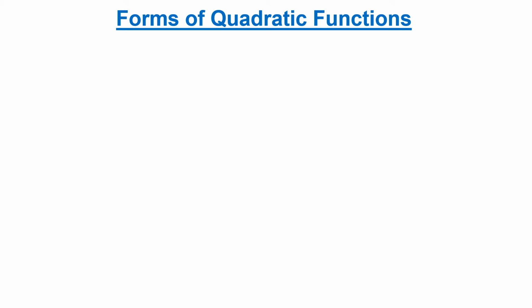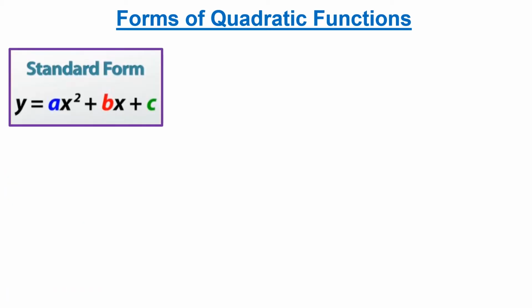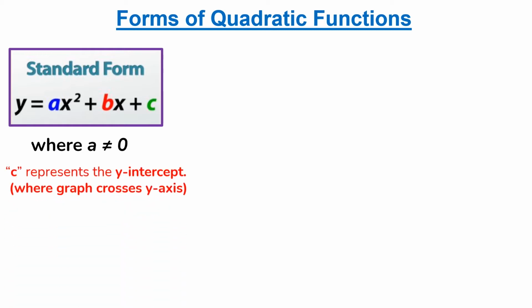So we have different forms of quadratic functions. The first form we're going to take a look at is the standard form, and that's written in the form ax squared plus bx plus c, where a and b are coefficients, or the number in front of your variables, and c is a constant. A cannot equal 0. And c represents the y-intercept. Remember, the y-intercept is where that graph crosses the y-axis. So whatever number you have for c, that is where that graph crosses the y-axis.